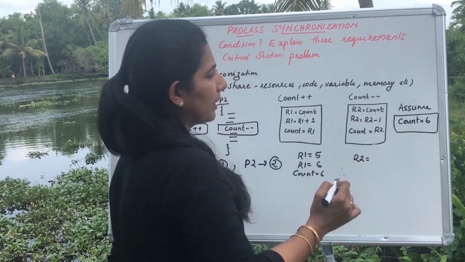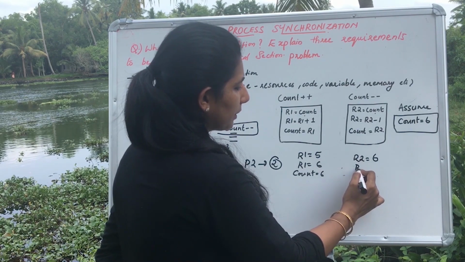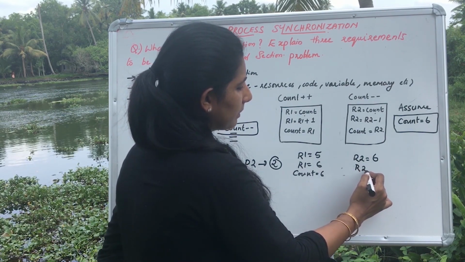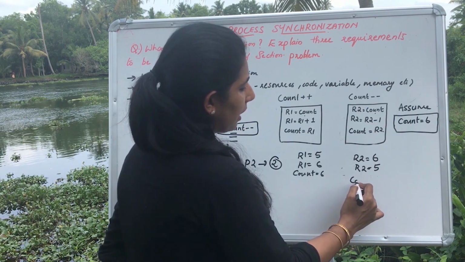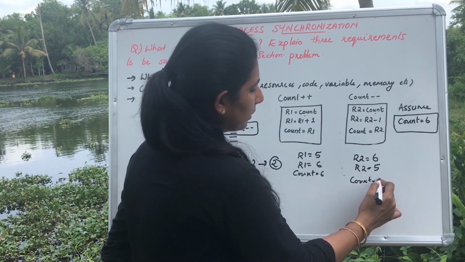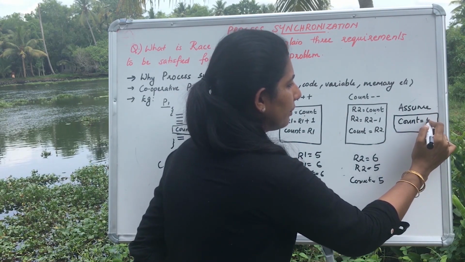What is the value of R2? Now value of R2 is 6. R2 is equal to R2 minus 1, that is R2 becomes now 6 minus 1, that is nothing but 5. And count is equal to R2, that is nothing but 5. So my count gets updated to 5.